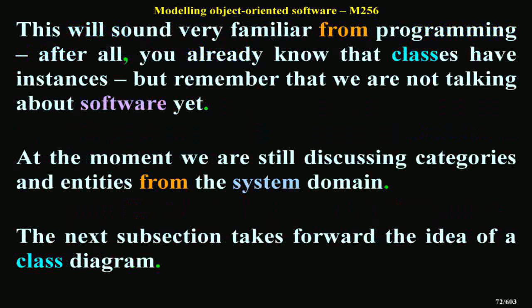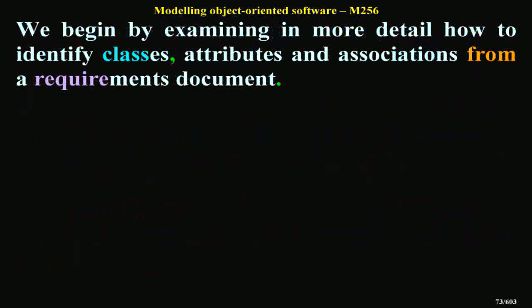This will sound very familiar from programming. After all, you already know that classes have instances, but remember that we are not talking about software yet. At the moment we are still discussing categories and entities from the system domain. The next subsection takes forward the idea of a class diagram. We begin by examining in more detail how to identify classes, attributes and associations from a requirements document.